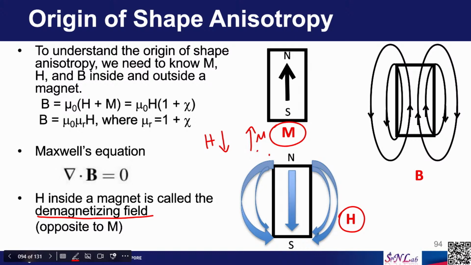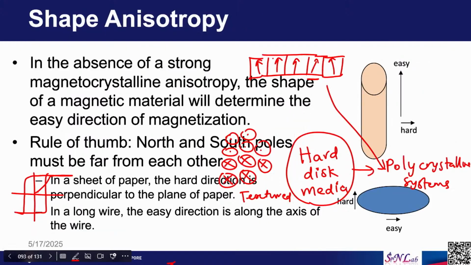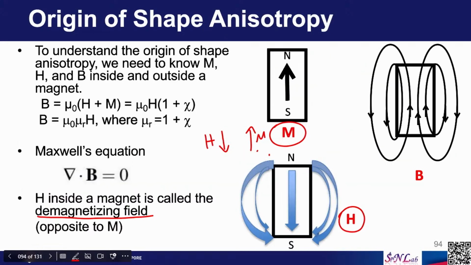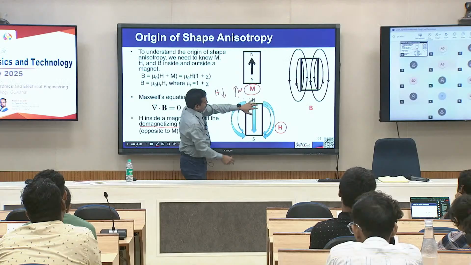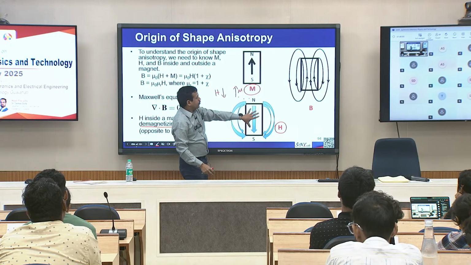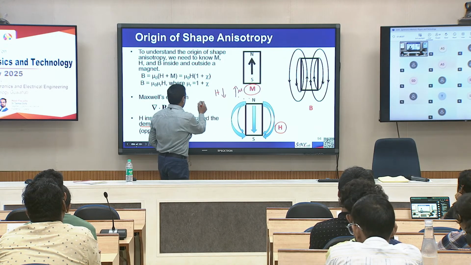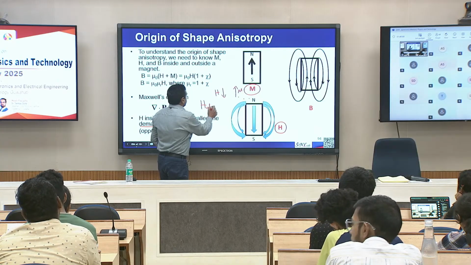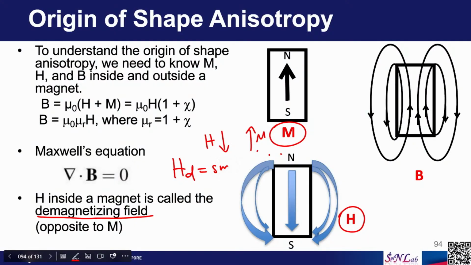Okay. So, this is the reason we have the rule of thumb that I stated before. So, north and south poles must be far away from each other. Okay. So, if north and south poles are far away from each other, this field will be small. Okay. This is called a demagnetizing field. It is small when north and south poles are far away.